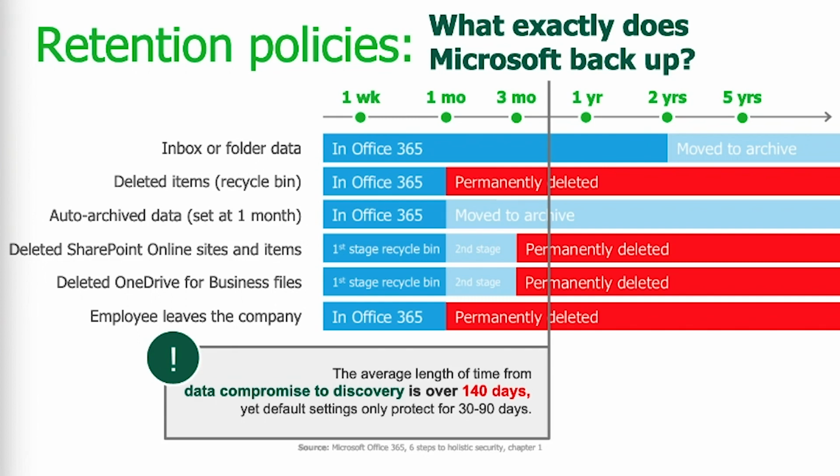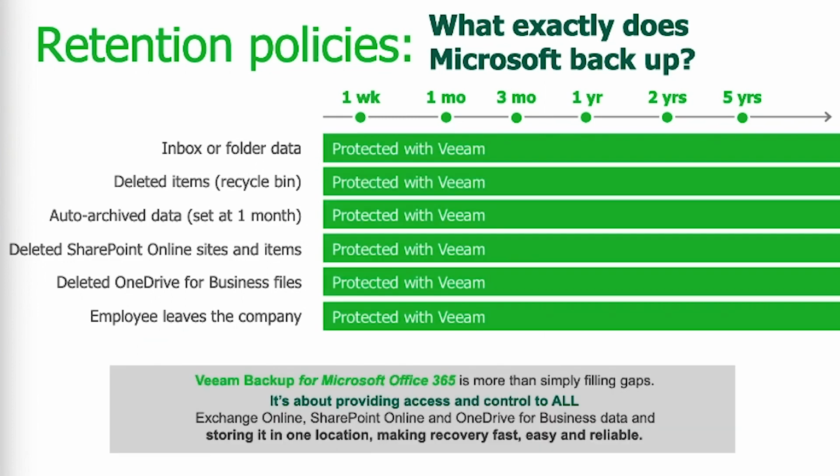And actually, another thing, this is from Microsoft as well, is that the average length of time from data compromise to discovery, so the time in which that security threat is discovered, is actually over 140 days. Yet the default settings in the system only protect between 30 and 90. So from Microsoft themselves, the time from data compromise to discovery is much longer, and so really understanding what is protected and what isn't, and making sure things are protected within that time span is very, very important.